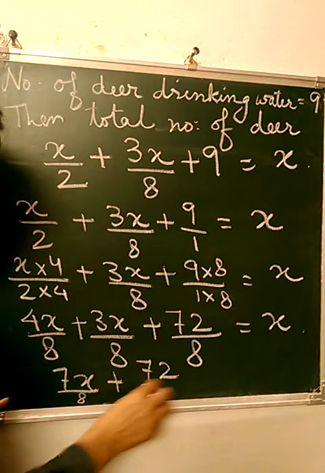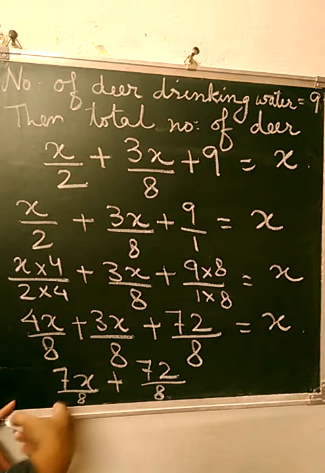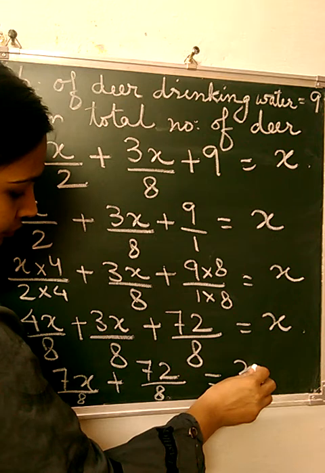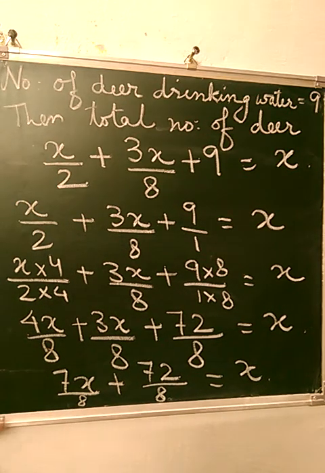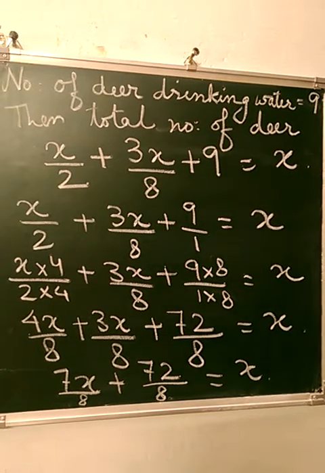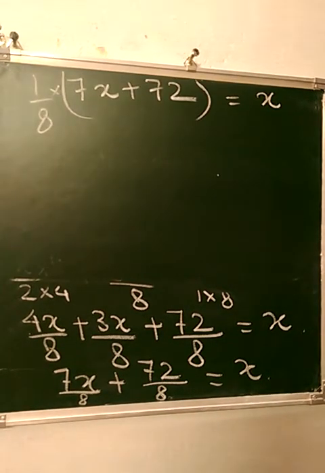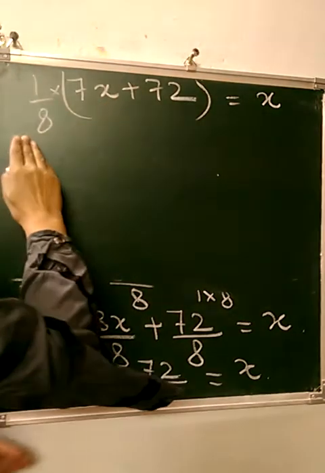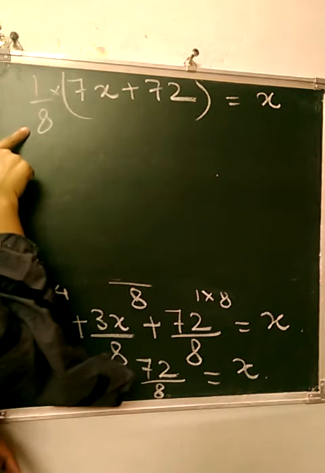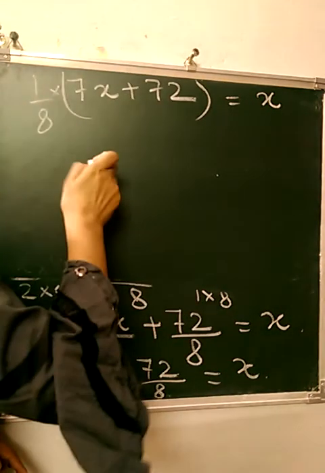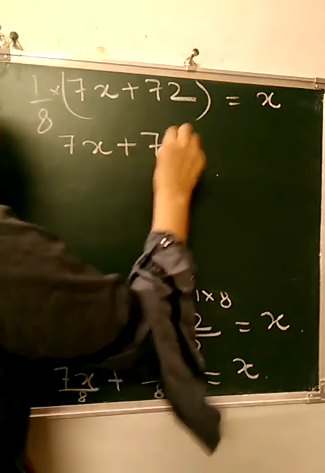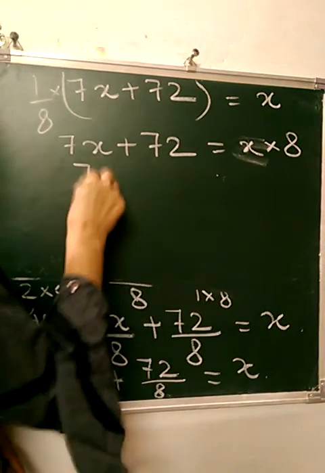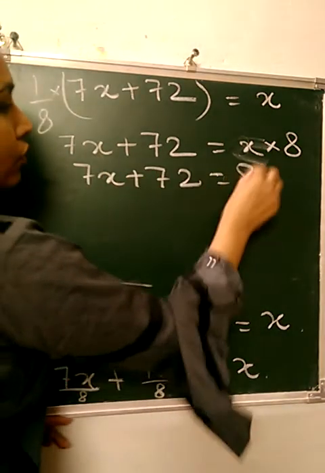plus 72 upon 8. Now if we take this 8 common and shift it that side, okay, let me again rub the board. Here you can see on the top I have written 1 by 8 I have taken common, and 7x and 72. Then I am shifting this 8 that side. It is here in division, so it will go up that side. It becomes multiplication. So 7x plus 72 is equal to x into 8. 7x plus 72, 8x.